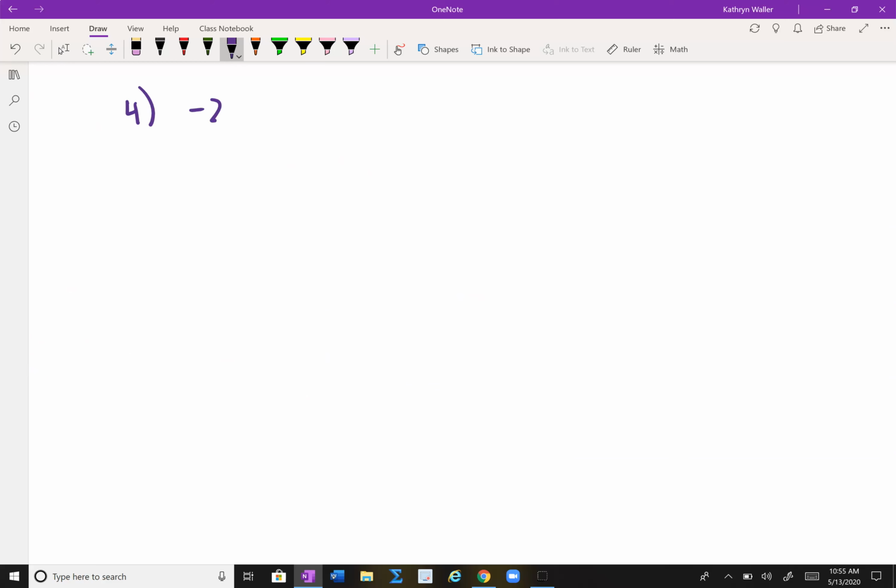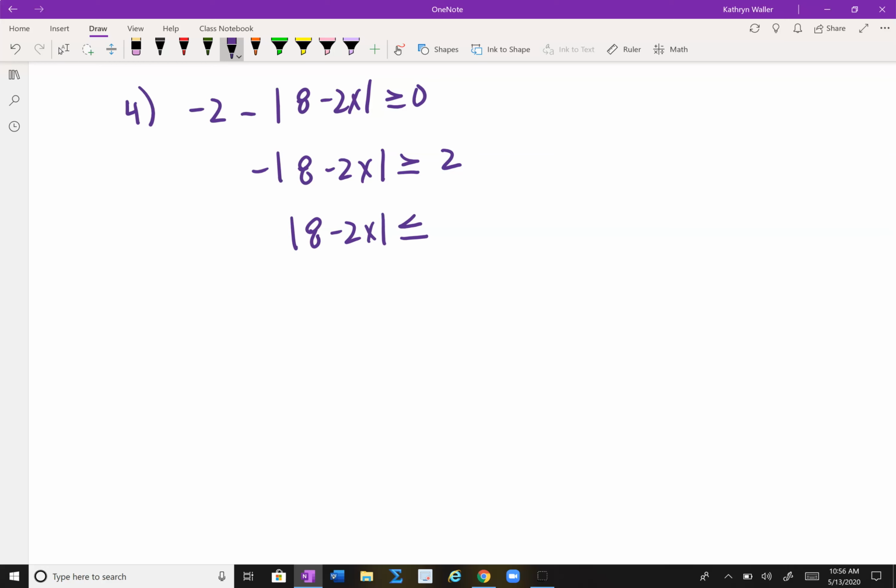This one's going to be different because it's given as an inequality and not an equals. So step 1, get it alone. So move the 2 over. So negative absolute value of 8 minus 2x is greater than or equal to +2. Change your signs, and you have absolute value of 8 minus 2x is less than or equal to, because I'm dividing by a negative, and you get a -2.